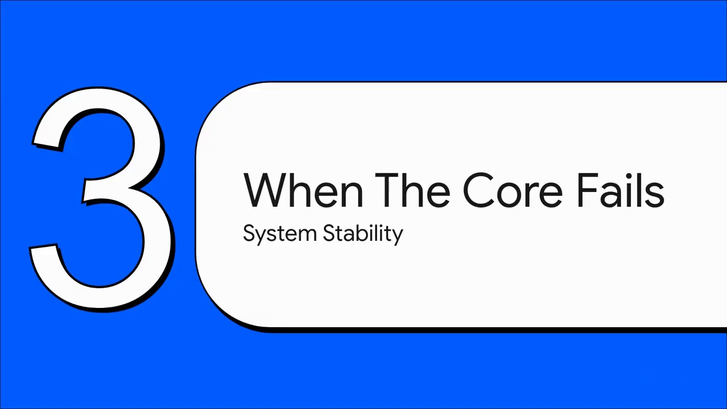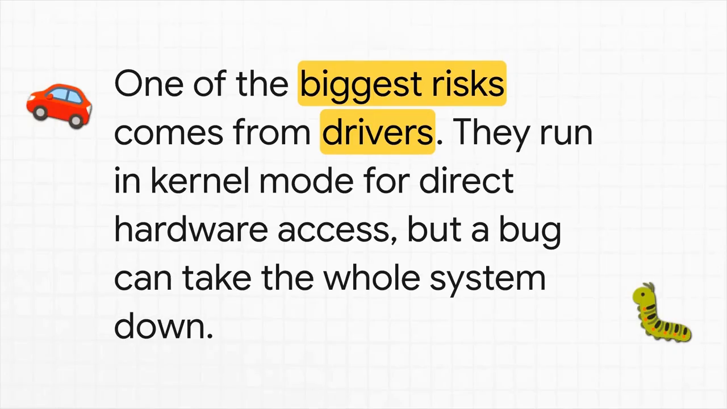What actually happens when things go wrong in that super powerful, super privileged kernel mode? This is all about system stability. And one of the biggest sources of risk here is probably not what you'd expect. It's drivers. Yep, those little bits of software that make your graphics card, your printer, or your Wi-Fi work, they need direct access to the hardware, which means they pretty much always have to run in the powerful and very risky kernel mode.